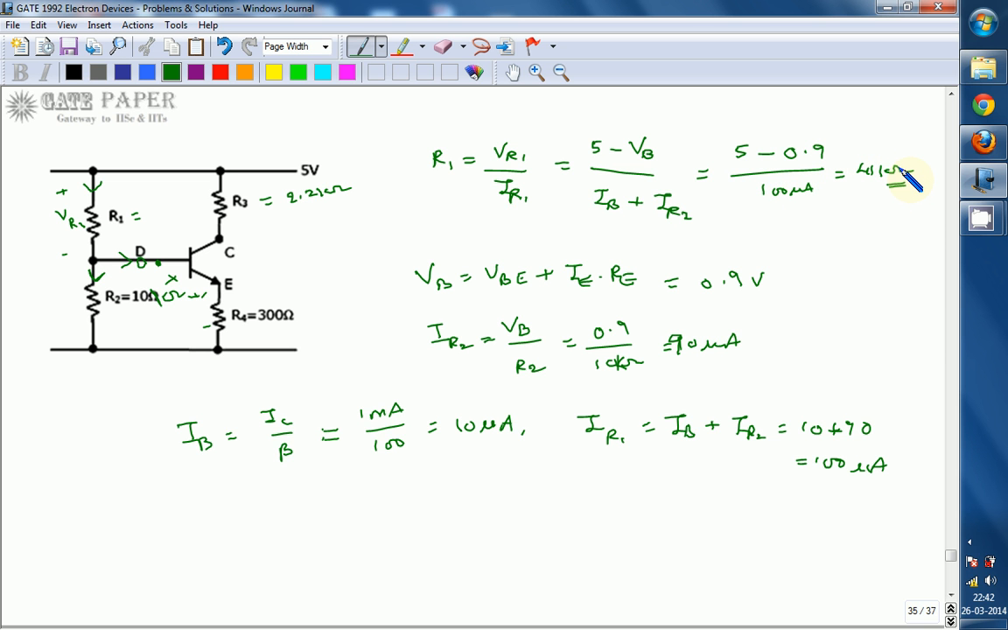R1 value is 41 kilo ohms and R3 value is 2.2 kilo ohms. That is the answer. Remember that R2 was given as 10 ohm but it is 10 kilo ohms. That is the only thing you must remember. Thank you.